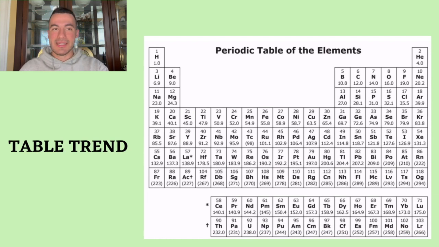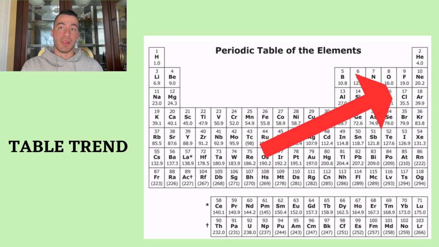And typically, this trend tends to go that electronegativity increases from the bottom left to the top right, with fluorine being the most electronegative element on the periodic table. Now, some of you might wonder, why aren't elements like helium the most electronegative? Because technically helium is at the topmost right of the periodic table, and that's a great question.